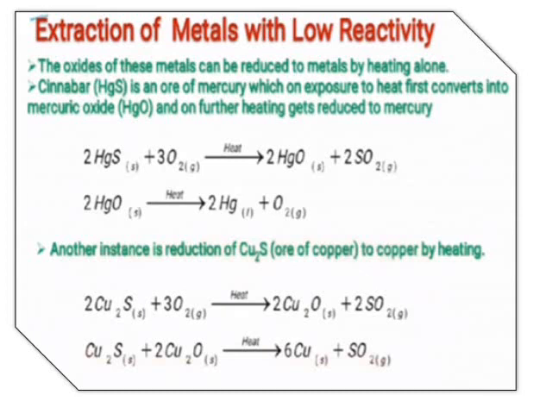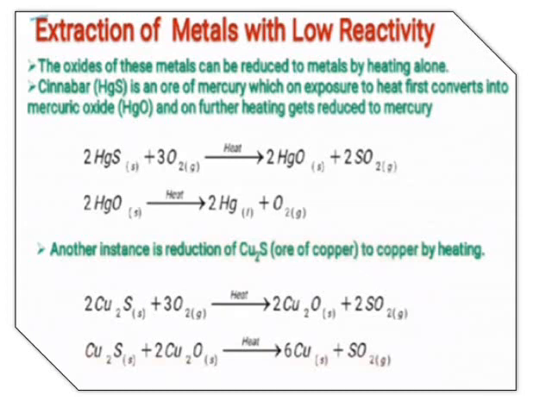Let us take first the case of cinnabar. The chemical formula for cinnabar is HgS, mercuric sulfide. It is an ore of mercury. When heated in air, it first changes into its oxide, that is HgO, mercuric oxide, and then is reduced into mercury metal on further heating.